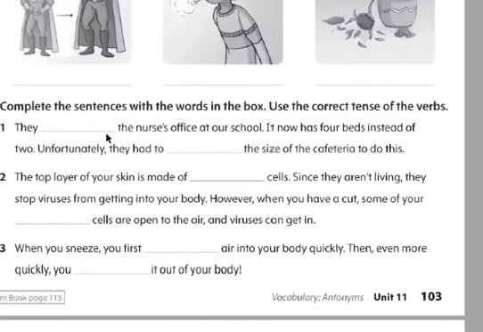So now let's start. The nurse's office at our school now has 4 beds instead of 2. So they are 4 instead of 2. They were 2 before and now they are 4. So they are bigger. There are more beds than before. So for sure the word is expand, and because we are talking about the past, it's expanded, something that has been done.